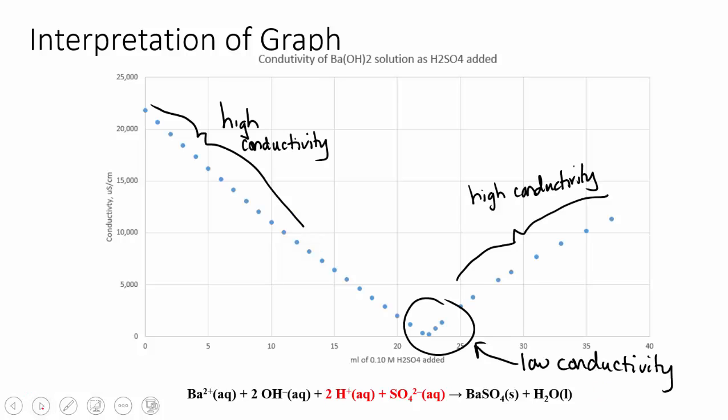So some things to notice is we've got two regions of high conductivity, and then we've got this region of low conductivity. And we can actually identify this spot where we have the minimum conductivity, where in theory it should get close to zero. So we want to analyze why this is happening.